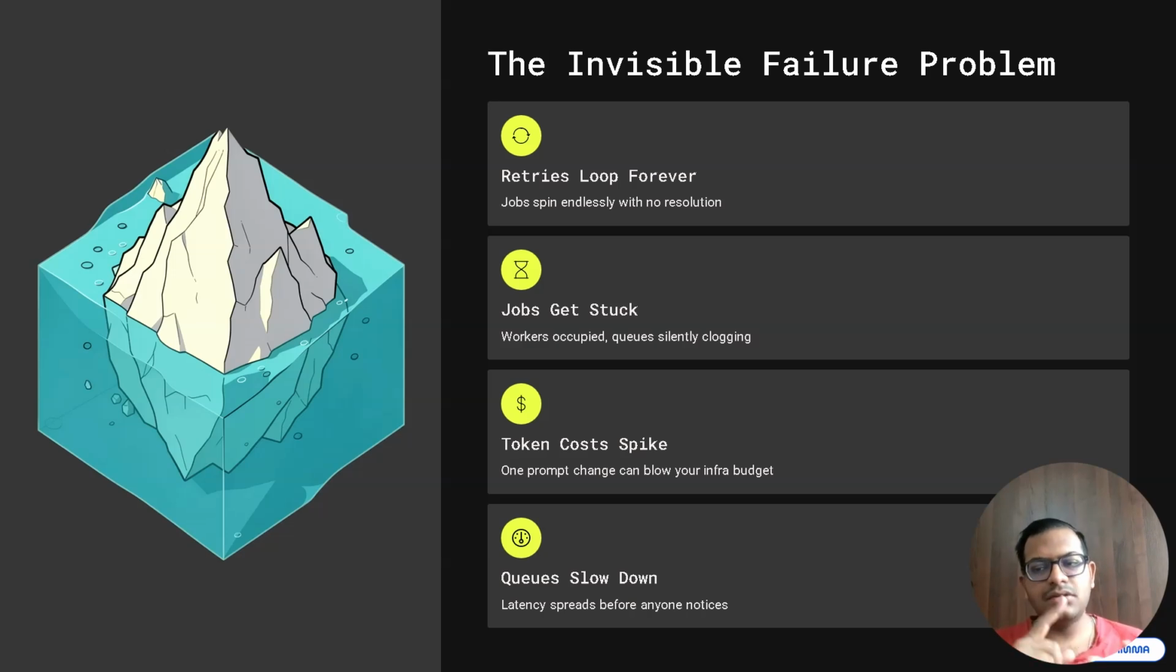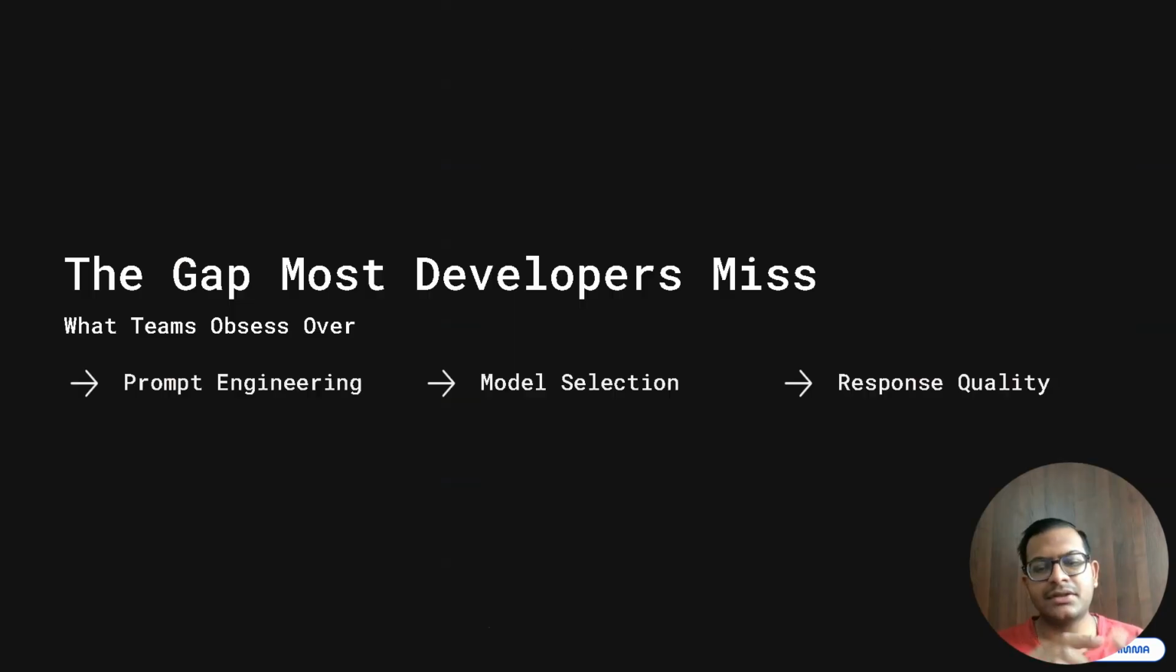The front end will load, your workers will run, your requests will enter, but underneath, what is happening? Retries loop forever, jobs are getting stuck, token costs spike, and the queues silently slow down. And if you don't have observability, you are completely blind.